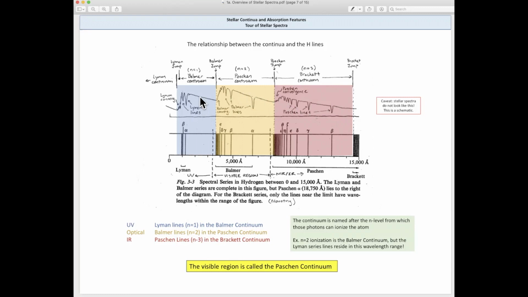So interestingly, the UV is the Balmer continuum. The optical is the Paschen continuum. It's weird, I know. Okay. So here's my little call-out box. The continuum is named after the n level from which these photons can ionize the atom. Example, n equals 2 ionization is the Balmer continuum, but the Lyman series lines reside in that wavelength range. So it's not named after the bound absorption lines, it's named after the photons that can do the ionization.